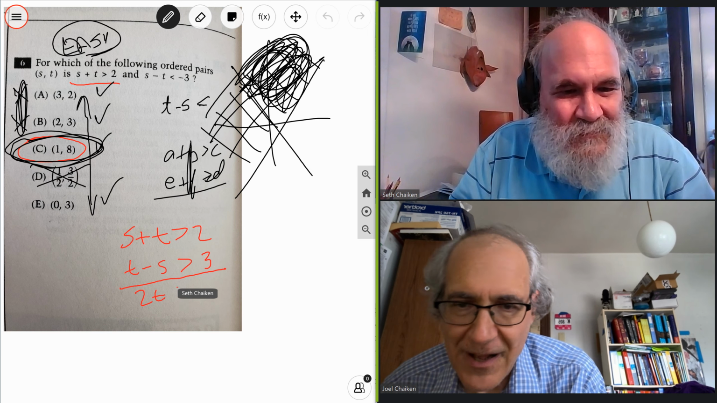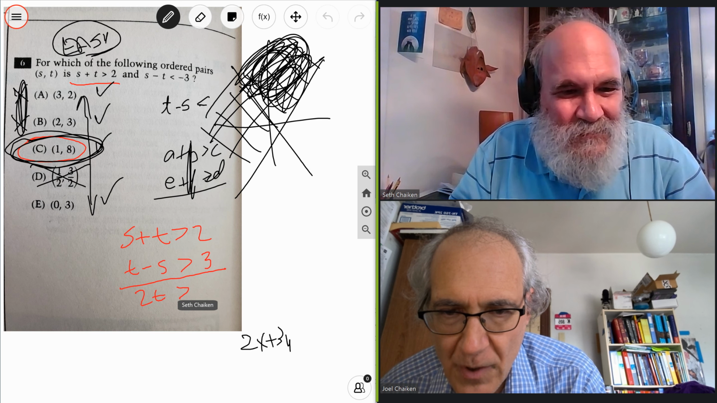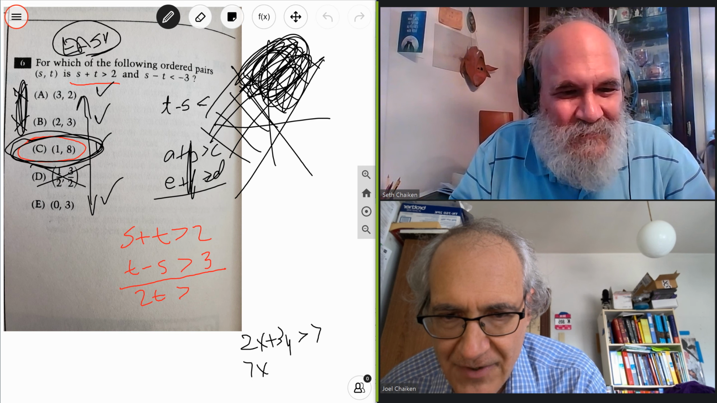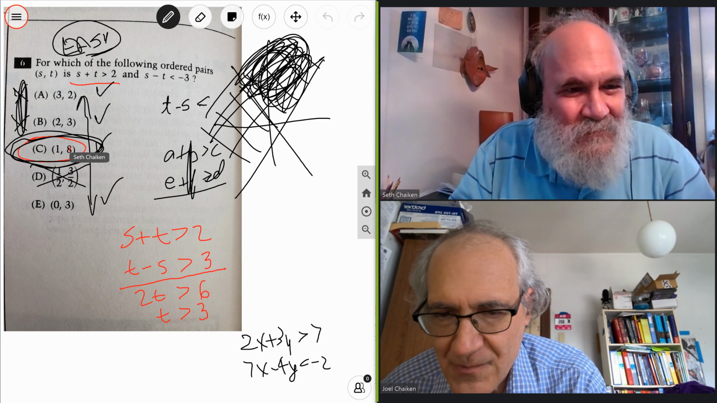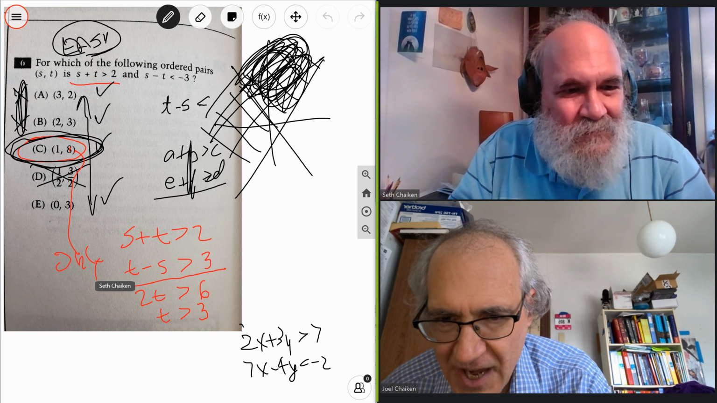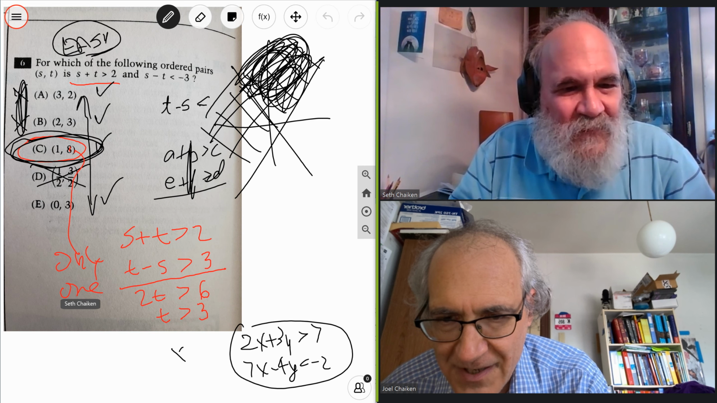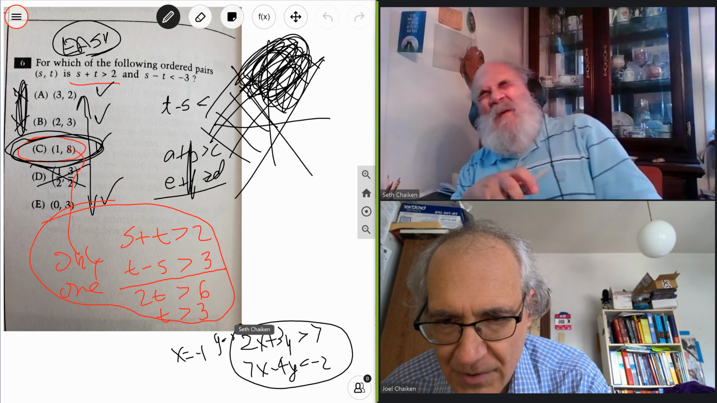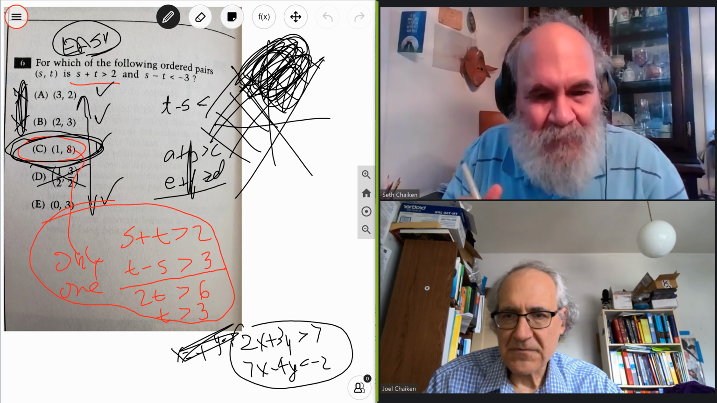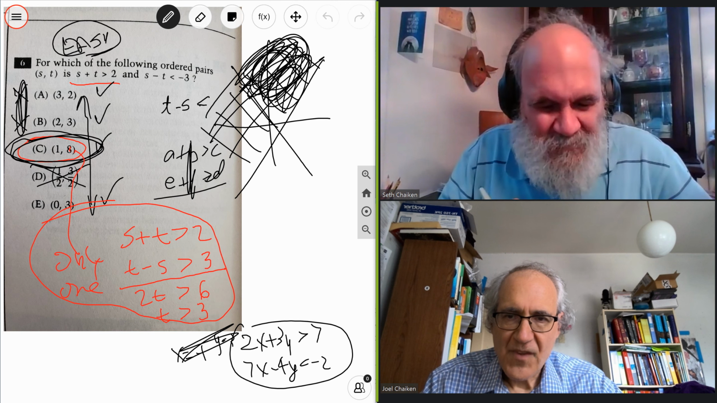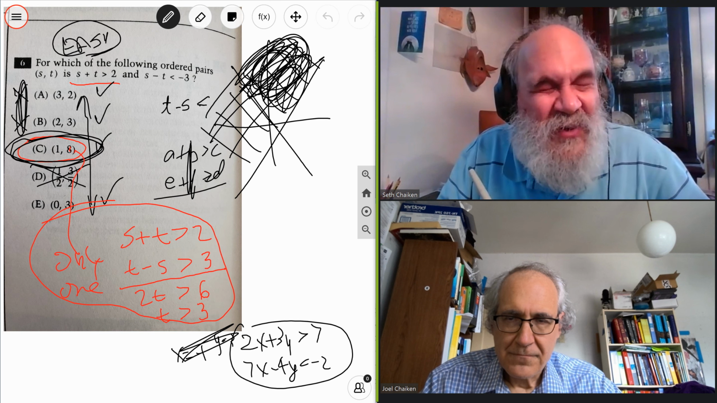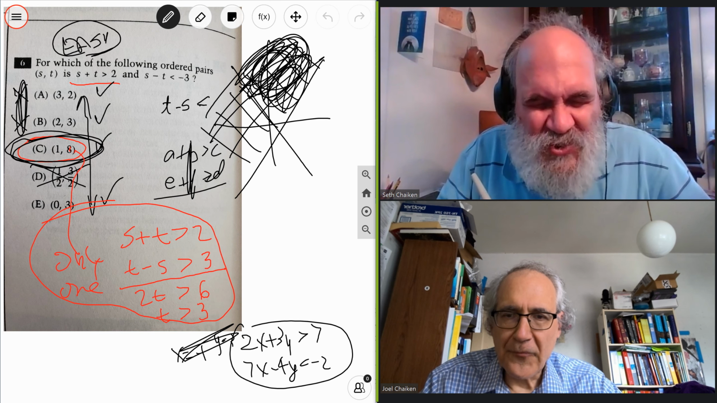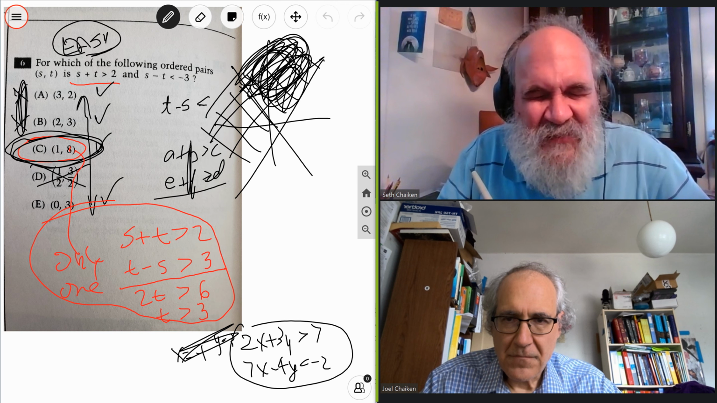For example, if you had a problem like 2x plus 3y is greater than 7, and 7x minus 4y is less than -2. These, depending on what the x and y are, it's hard to check, right? It's a bit harder to check, particularly if they made an x be -1 and a y be 3. Okay. Now, with this particular question, this particular question is set up so that another approach turns out to be very efficient.